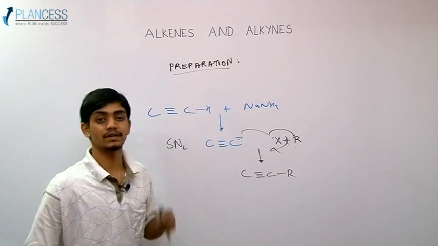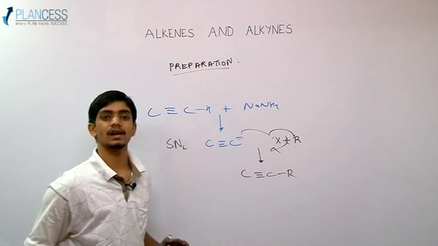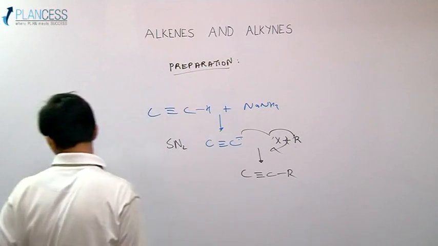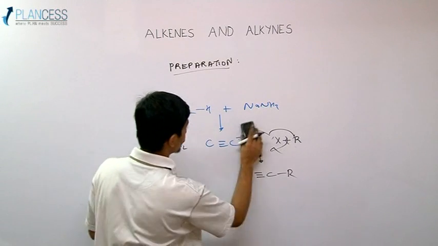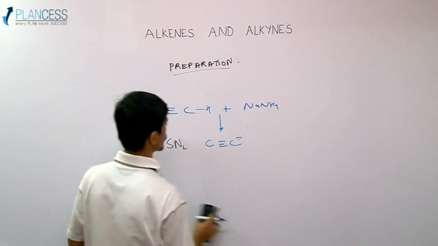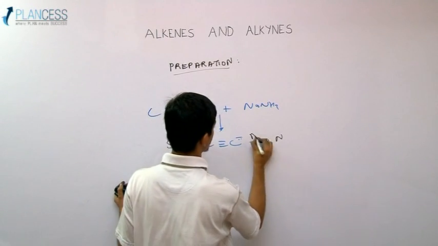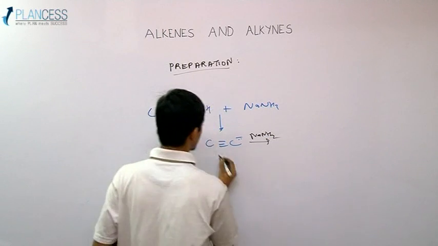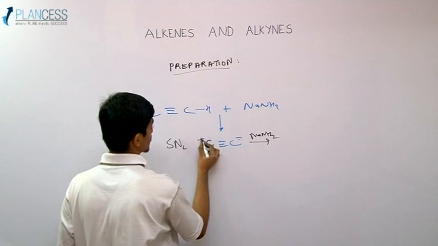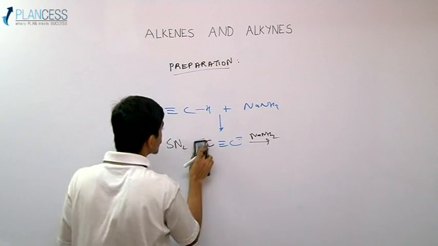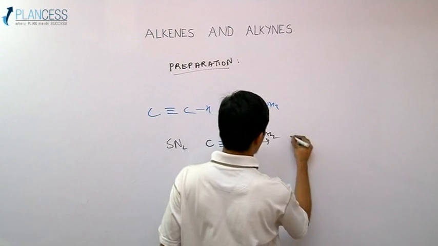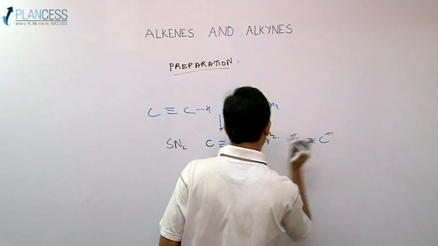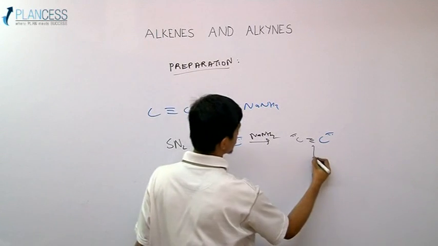What if I don't want to get a terminal alkyne? I want to get an alkyne such that the triple bond is in the middle of the chain. No problem at all. What you do is, before going for this step, you do one more NaNH2. You treat it one more time with NaNH2. What will happen is, this carbon also will get the negative charge. So this carbon, negative charge, triple bond, and with the original carbon with the negative charge. Now you treat it with your favorite RX.